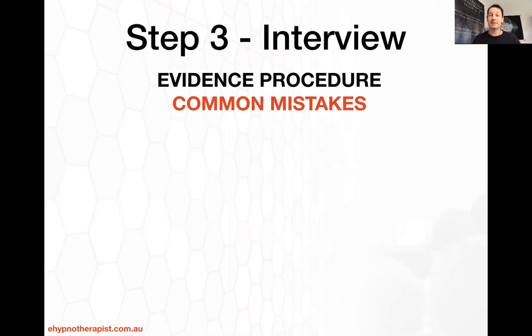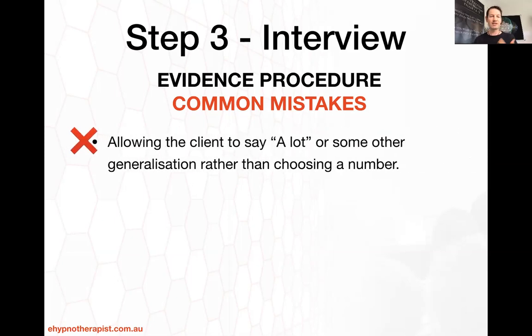Now, there's a few common mistakes that I've seen people make when trying to get the evidence procedure, and I want to go through them so you know what to avoid. One of the mistakes is that they allow the client to say a lot or some other generalization rather than choosing a number. So when you ask someone, okay, so on a scale of 1 to 10, how big of a problem is this? Oh, it's a big problem. Now, sometimes people go, oh, okay, great. They accept that. They don't get them to go for a number.